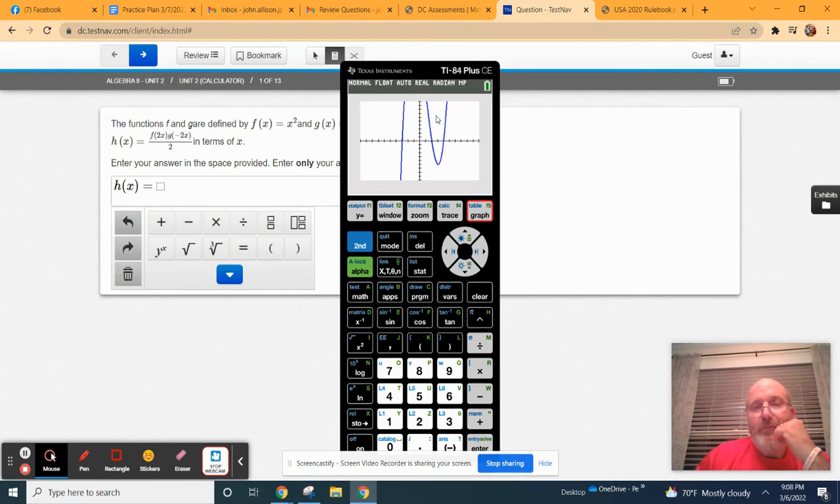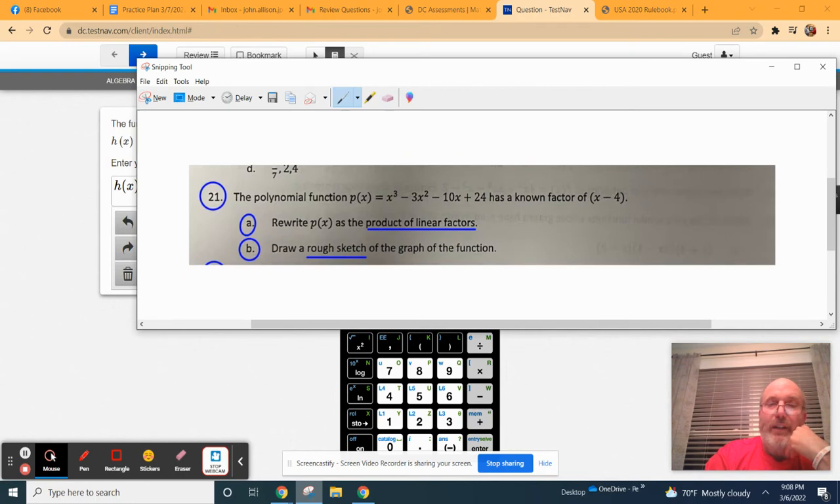When you look at this, it intersects the x-axis at -3, at 2, and at 4. Everywhere it intersects the x-axis tells us a linear factor. You can also look at this and sketch the graph right now. Okay, so we can sketch the graph looking at this. Intersects at -3, 2, and 4.